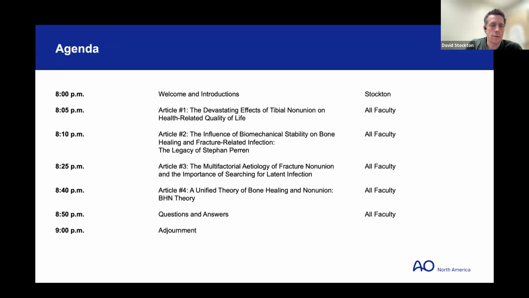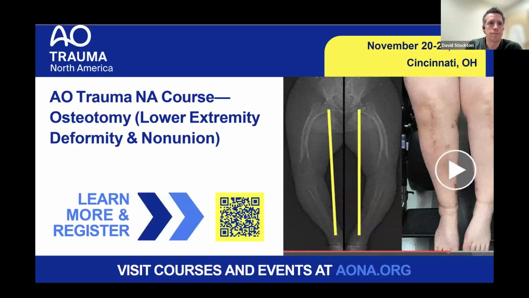In the email from this webinar, the 4 articles that we're going to be speaking about are listed. I will start, followed by Dr. Reed, speaking about some really important points on strain and an article around that, followed by Dr. DeBon, speaking about the article on the multifactorial etiology of fracture non-union and the importance of looking for infection. I'll finish with a quick summary of the bone healing and non-union theory paper. And throughout this, we will have cases to discuss and apply some of the principles of these papers too.